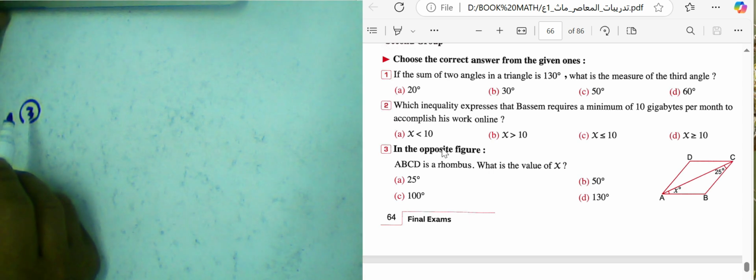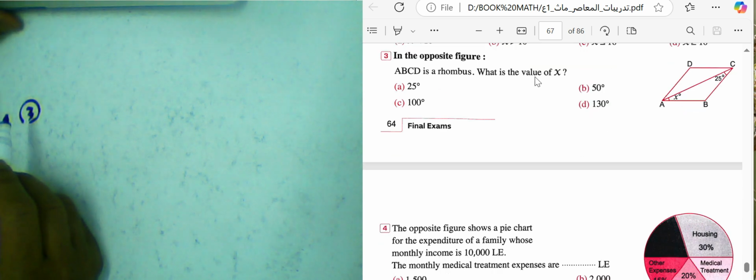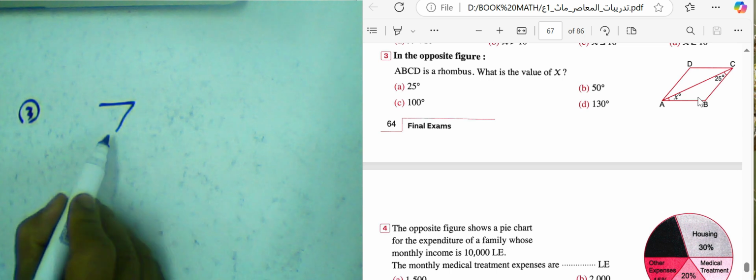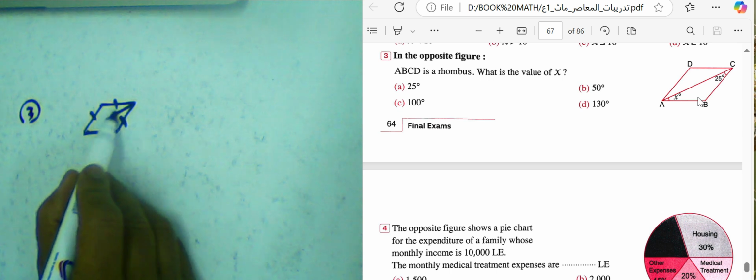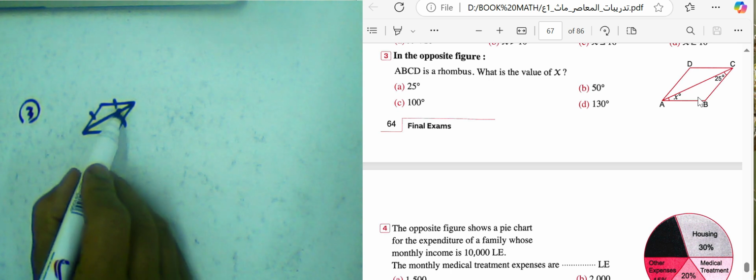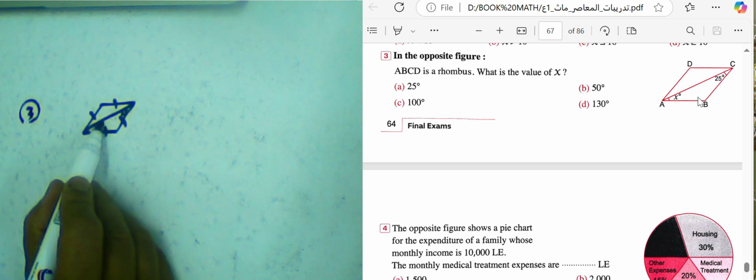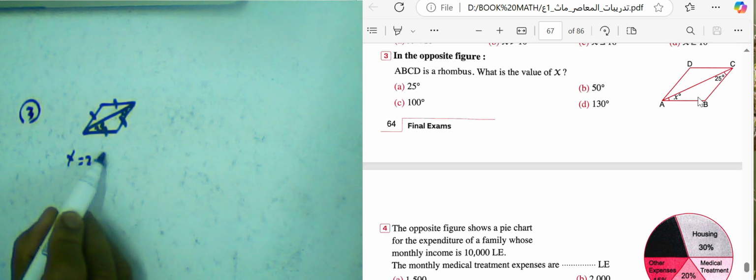Question number 3. In the opposite figure, we want to find the value of x here, about a rhombus. We know a rhombus is a quadrilateral which has 4 sides of equal length. We have a diagonal here that divides this vertex into 25 degrees. So the angle x will be 25 degrees.